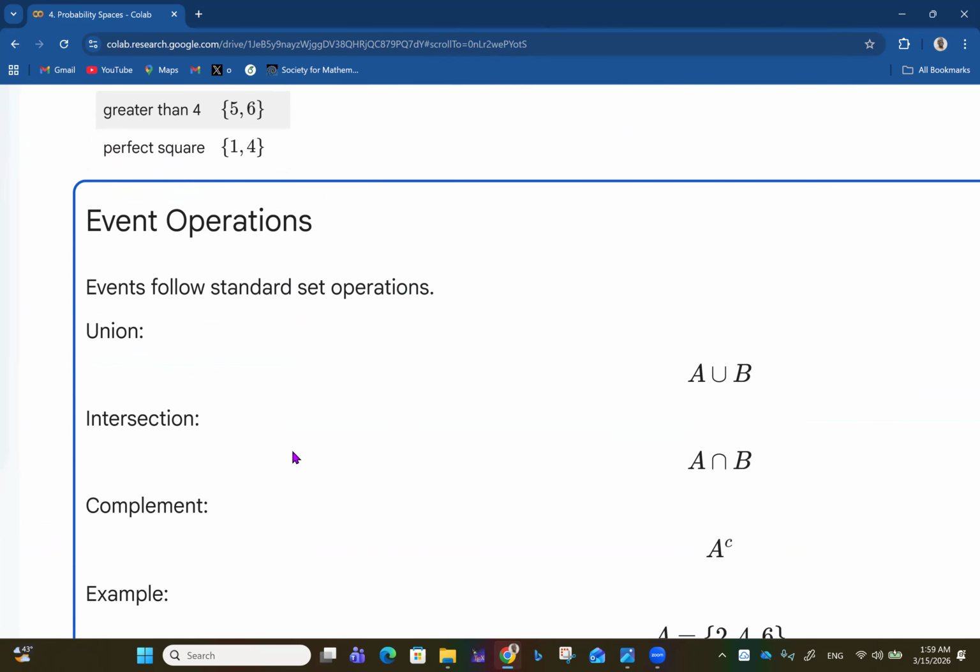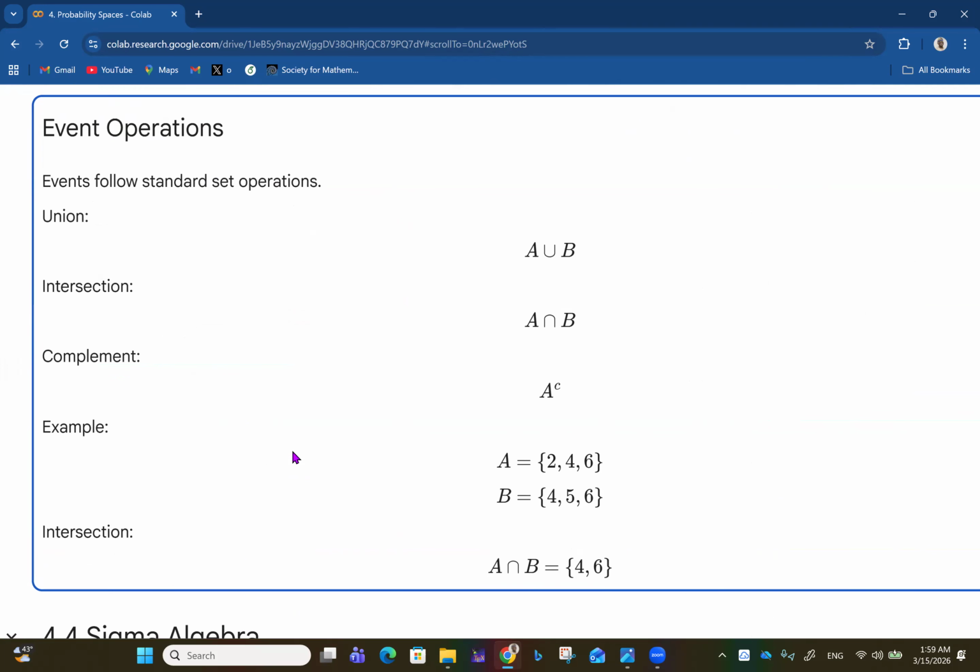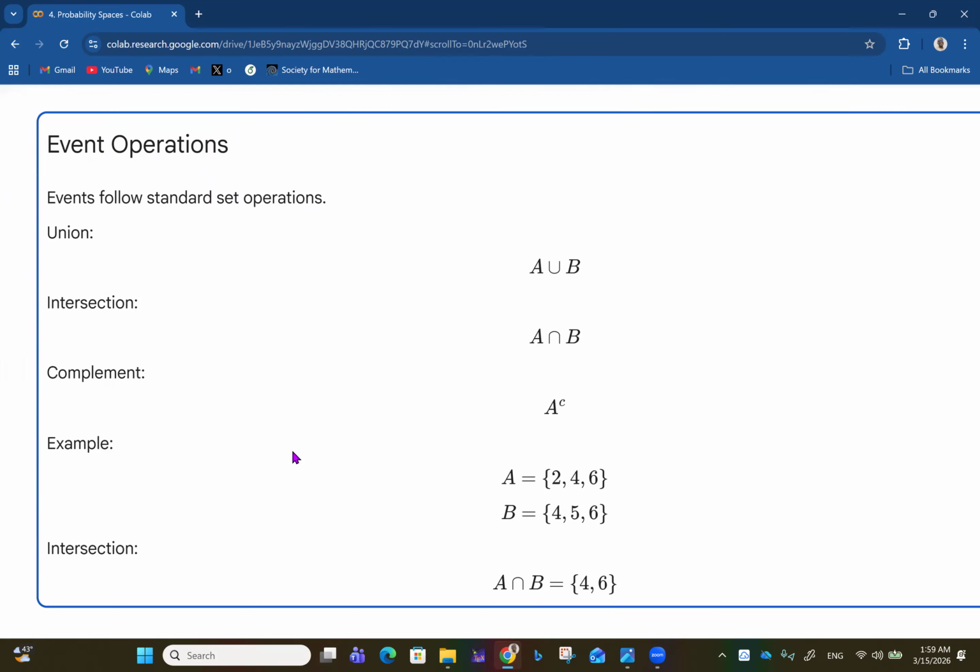Right. So we then go ahead to talk about event operations. So far we've talked about sample space. Now we've talked about an event. An event is a possibility you have in a sample space. Any possible things you can get from a sample space is an event.